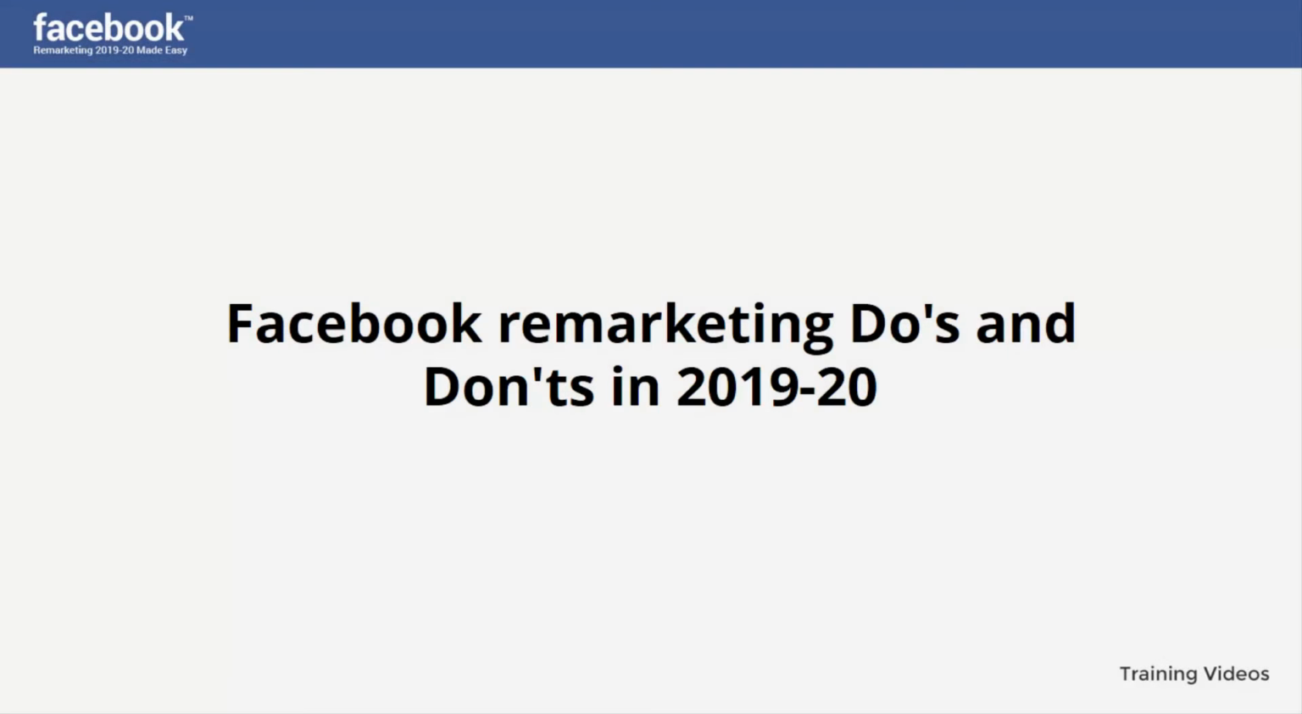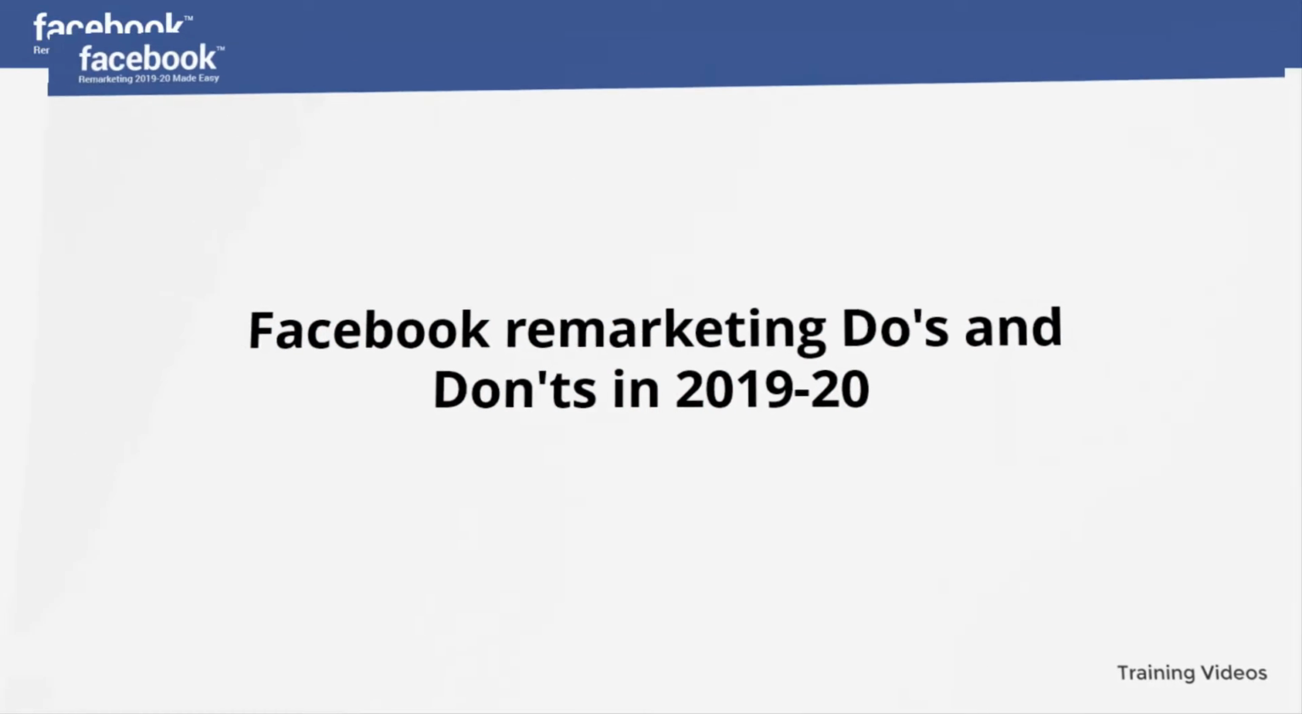Facebook remarketing do's and don'ts in 2019 and 2020. Facebook retargeting is one of the most effective ways to bring back visitors that have performed certain actions on your site. It allows you to send ads with the aim of recapturing their attention, based on the actions they took earlier. There are several things you need to understand about launching a Facebook remarketing campaign. Now you will learn the do's and don'ts you just put into practice to achieve a successful Facebook remarketing campaign.